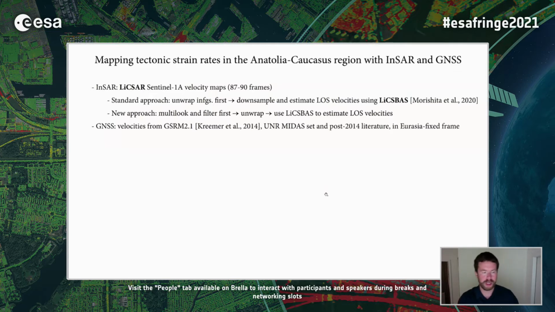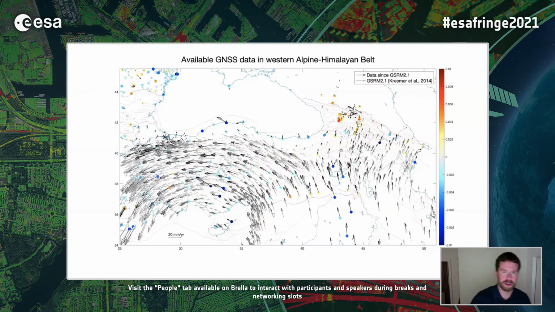So what I did as far as this is just dig through the literature and find all the GNSS velocities I could in this Alpine-Himalayan belt, and a lot of that was from the GSRM 2.1 and then the UNR MIDAS set, which was another bunch of velocities, and then every post-GSRM paper I could find, and then rotated them into the Eurasia-fixed frame as long as they had the information that I could do that with.